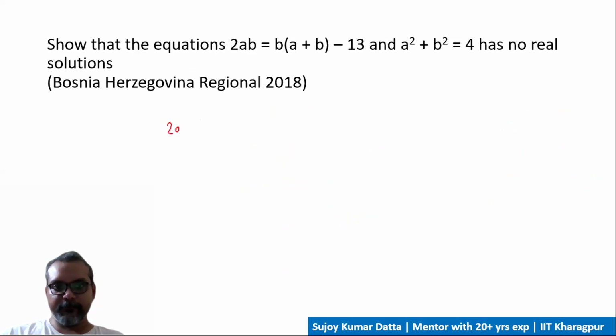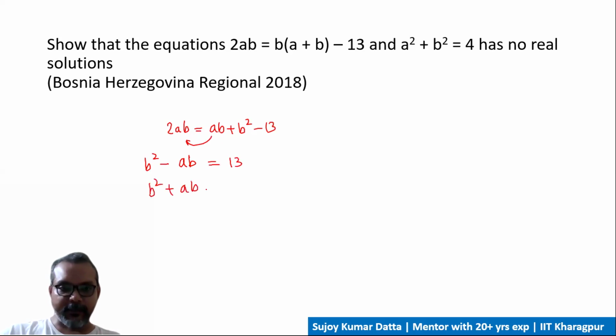So we have this equation. So take it that side. And so we have basically got b squared minus ab. Let's put it like that. b squared minus ab minus 13 is 0. So b squared minus ab is 13. And here b squared plus ab plus a squared is 4. Now to check if there are any real solutions to this.